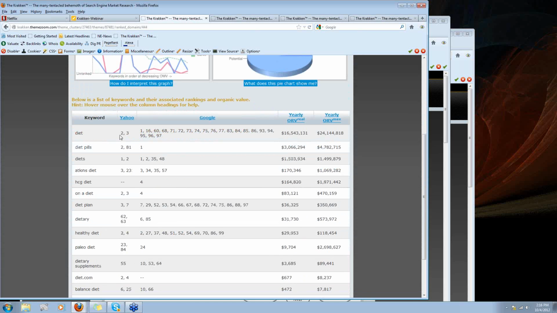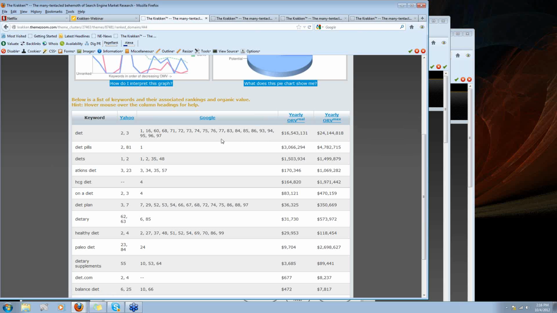WebMD.com is ranked positions 2 and 3 on Yahoo. They rank positions 1, 16, 60, 68, 71, 72, all of these places on Google. And then it gives you an estimation of what that ORV, real, and what the max is. The max was a holdover from back in the good old days when you could only rank in 2 positions on both Yahoo and Google.